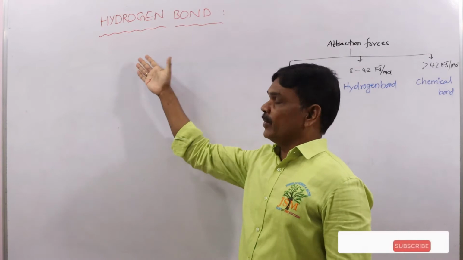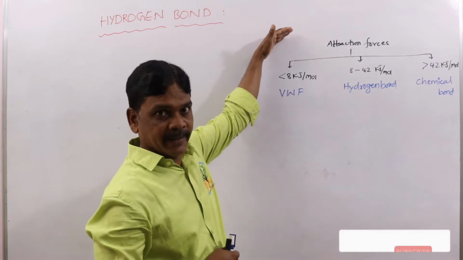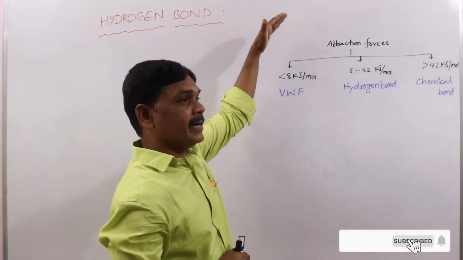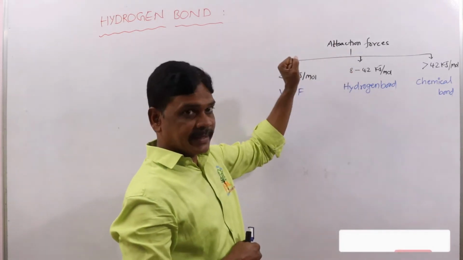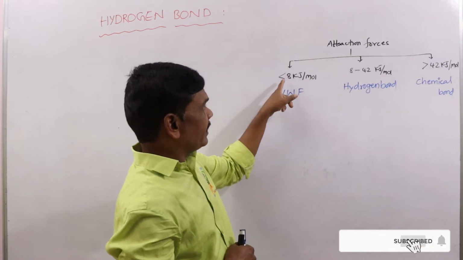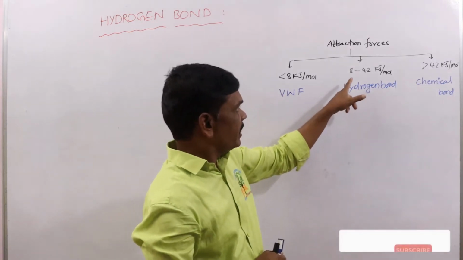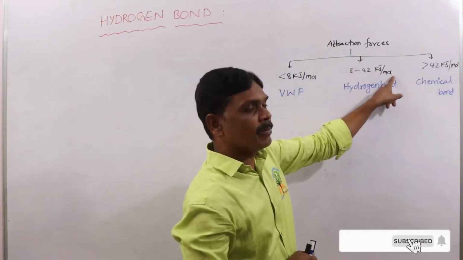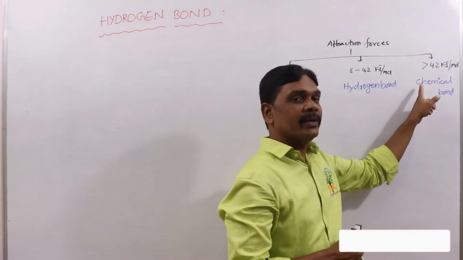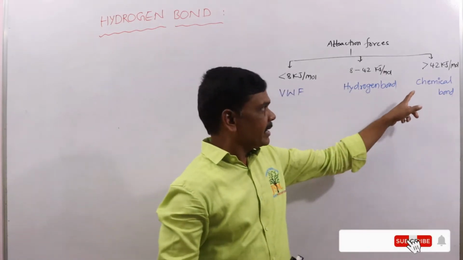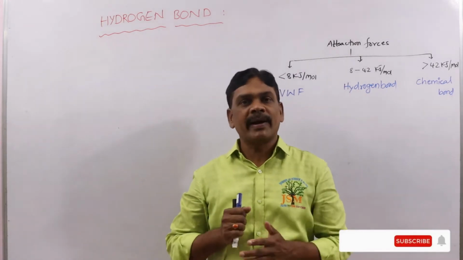Hydrogen bond. Before the explanation of hydrogen bond, in the introduction part of chemical bonding, I have already explained all these things. Attraction forces are three types. If the energy between attraction forces is less than 8 kilojoules per mole, it is known as van der Waals forces. If it is 8 to 42 kilojoules per mole, that is known as hydrogen bond. And if it is greater than 42 kilojoules per mole, it is known as chemical bond. We know that chemical bond is again three types: ionic bond, covalent bond and coordinate covalent bond.